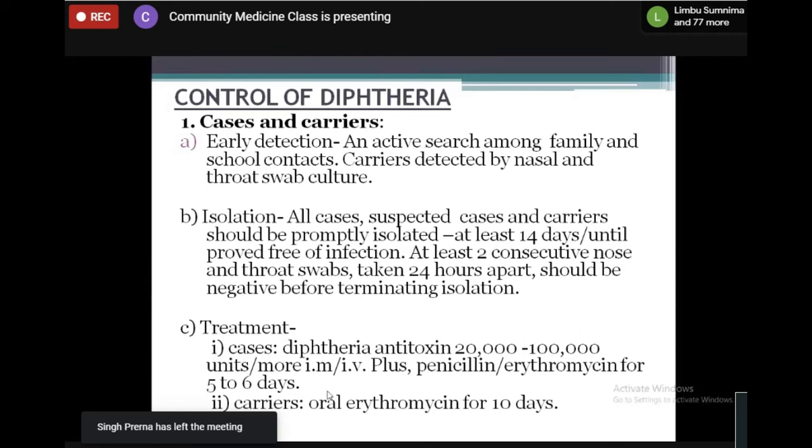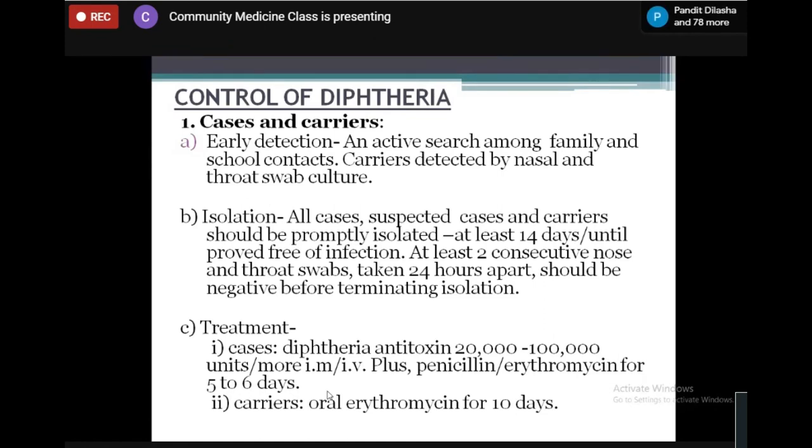For that, an active search among family and school contacts should be done, and carriers detected by nasal and throat swab culture. So if there is active search, you have to go house to house. You have to do a house to house survey and find the active cases. Then for carriers, you can't find them out just like that. You have to take their nasal or throat sample and send it for culture. With the help of a swab, you collect the nasopharyngeal secretions, put it in a specific test tube, and send it for culture. That's how you do early detection.